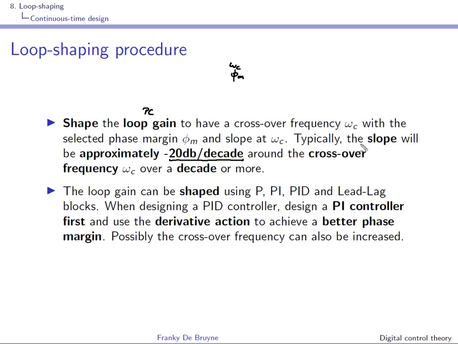You will see in this subsection on specifications on the Bode diagram that there is also a curve that links the slope at the crossover frequency to the damping ratio. So you could go and look in this curve given the damping ratio that you have, but in practice you will see that for normal designs you will always have a slope that is around minus 20 dBs per decade around this crossover frequency.